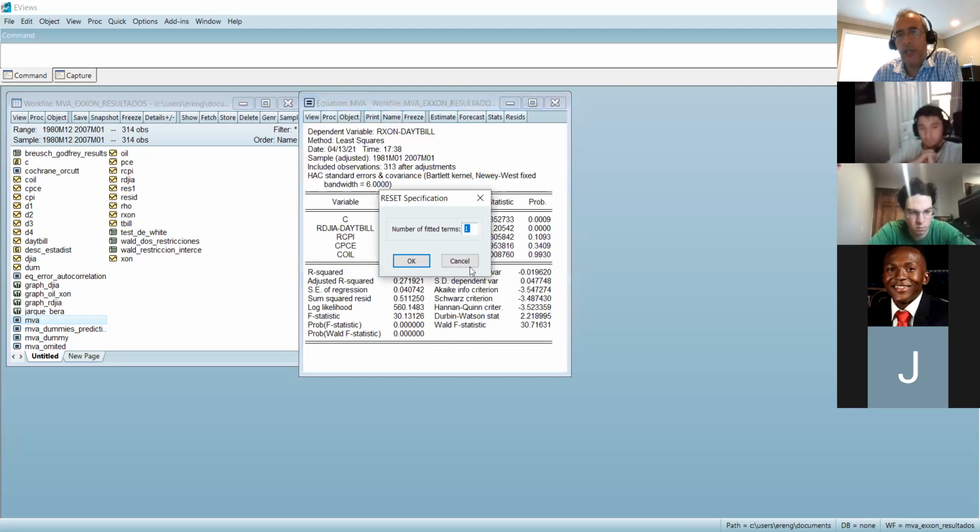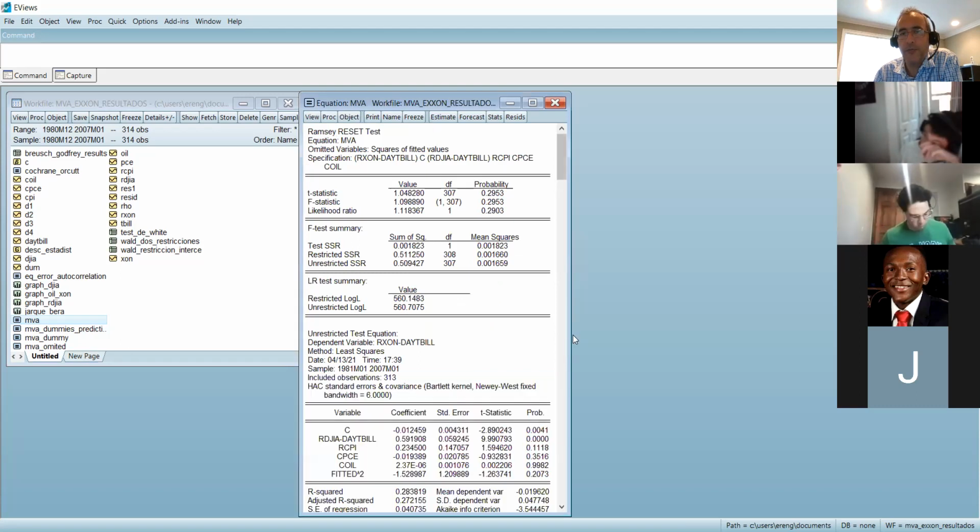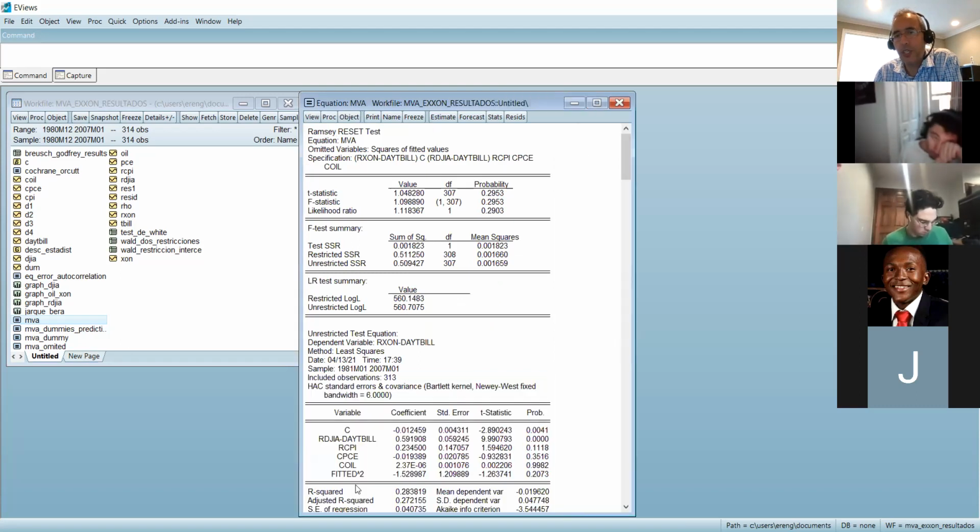Okay, just click here. This number of fitted terms is simply how many powers you want included in your regression. So remember, in my regression, I include power 2, power 3, power r. So in this case, let's do power 1 only. So this implies that we have a quadratic in the parameters. So we run this one here. Let me enlarge this one. So you see, here we have the fitted square. So this is my y hat square.